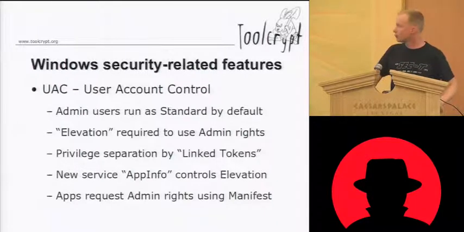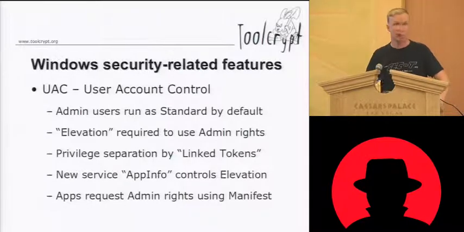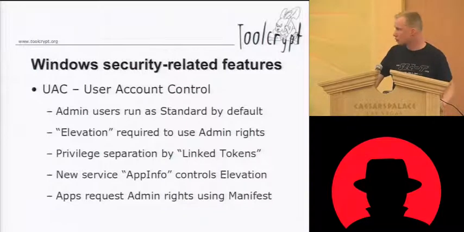If you've got an application that actually needs admin privileges, such as a setup application or something like that, then there's a method of requesting the admin rights to be enabled. So basically triggering this elevation process. And that's controlled by a key in the manifest of the executable.